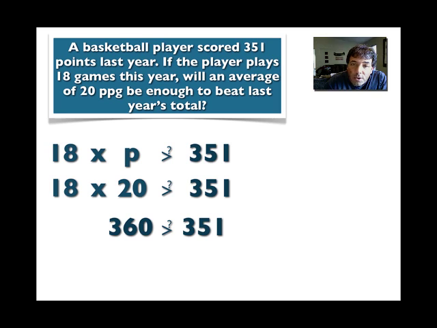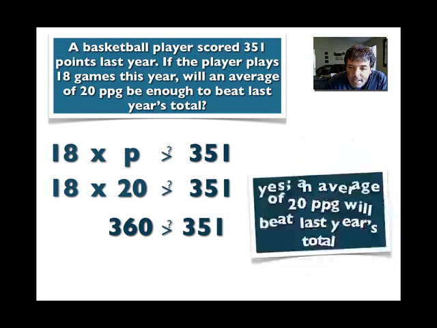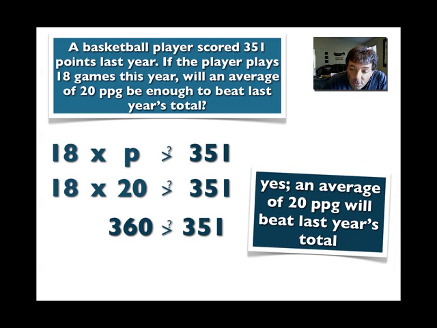Now, here's one of those things about this math class that you've got to understand. When we're given a word problem, we answer in words. So we can't just write down yes or no. We're going to write down that yes, an average of 20 points per game is going to beat last year's total. So whenever you have a word problem, you're going to answer in words. And of course, your number answer. Okay?